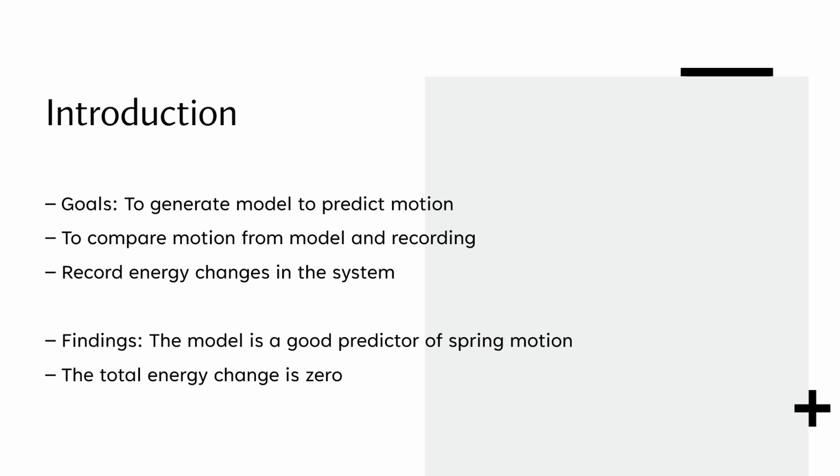The goal for this lab was to generate a model to predict motion and compare it to the motion we tracked in the video. To compare this motion, we used Tracker, and we also wanted to record energy changes in the system. After conducting the lab and making the code, we found that the model is a good predictor for spring motion in some ways, and the total energy change is 0.